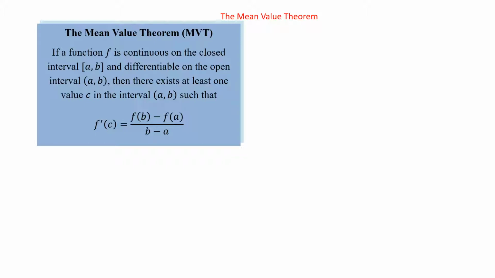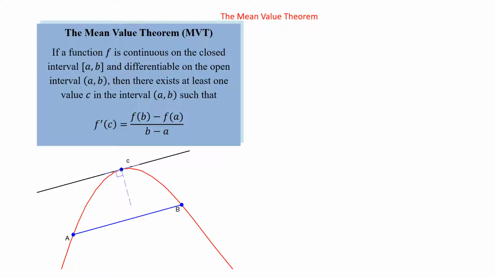So what this looks like graphically is if we have our 2 points, A and B, the slope of this line in between them will equal the slope of the tangent at some point in between those 2 points. Notice C is in between A and B. That's what the mean value theorem says.